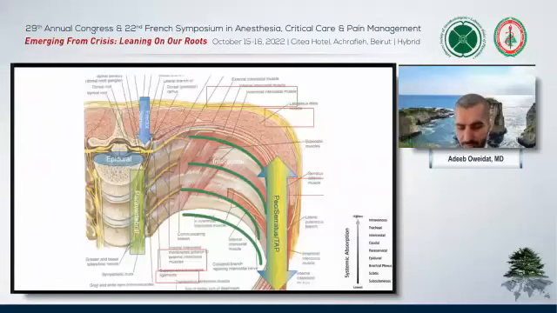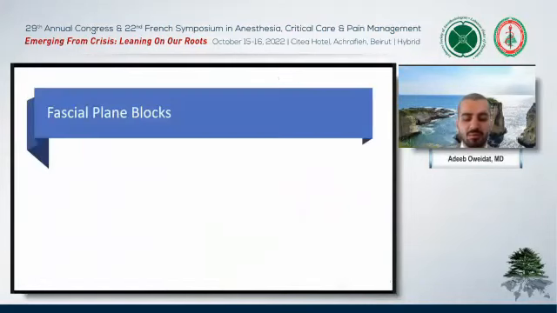And the other alternatives are doing an erector spinae, a pectointercostal fascial plane block, transverse thoracic plane blocks, PEC 1 blocks, PEC 2 blocks, and serratus blocks. And I will mention them all in the next few slides.